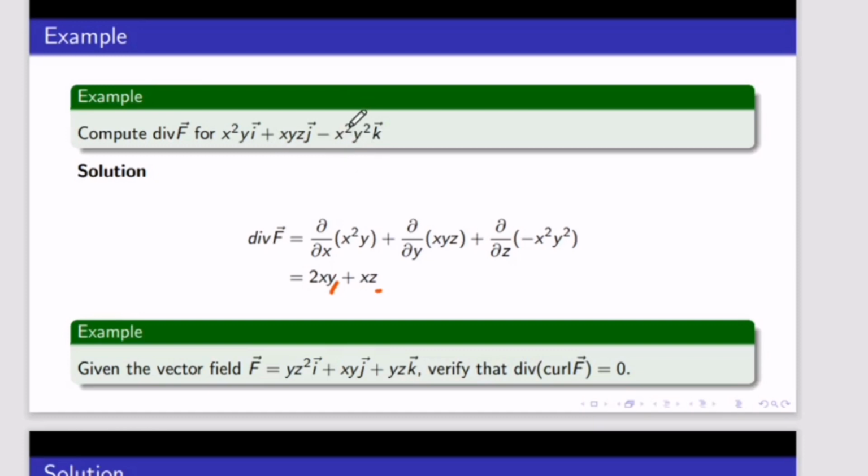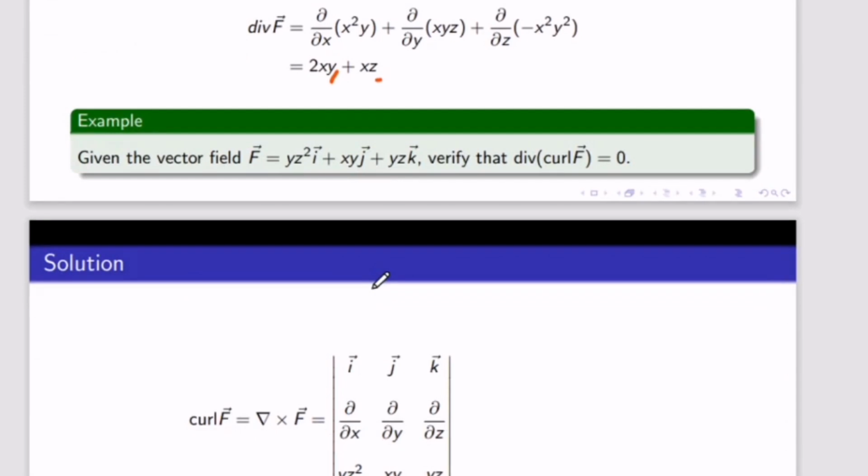And in this case, we don't have z here, so it becomes 0. That's why they had this. So you're going to get 2xy plus xz. Very simple as that. So finding the div is very simple. Taking i, partially differentiating with respect to x, j, partially differentiating with respect to y, and k, partially differentiating with respect to what? z.